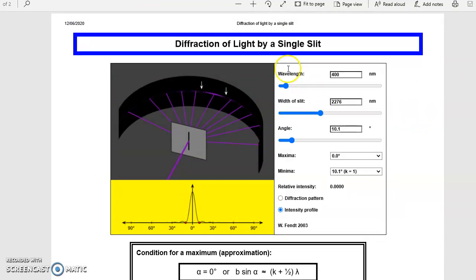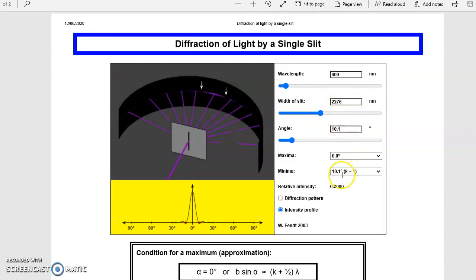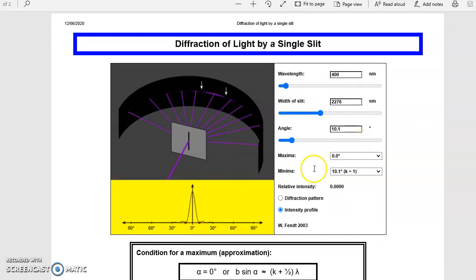So in B, which I'll show in the PDF real quick, we just put in these values on the website. The first option for the minima would be roughly 10.1 degrees, so that's very close. Well, we got 10.12 degrees, and this is the intensity profile. Very accurate.